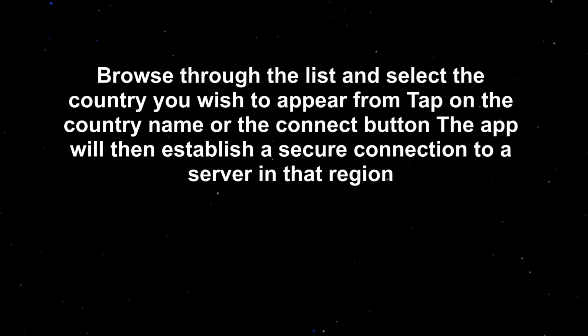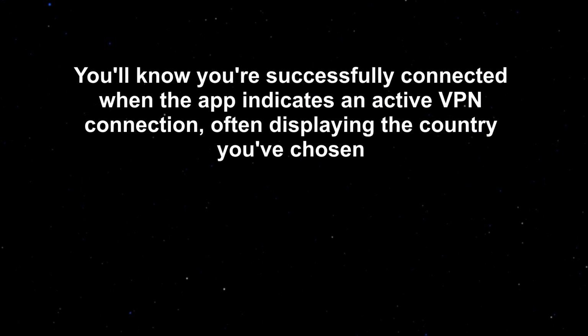Tap on the country name or the connect button. The app will then establish a secure connection to a server in that region. You'll know you're successfully connected when the app indicates an active VPN connection, often displaying the country you've chosen.